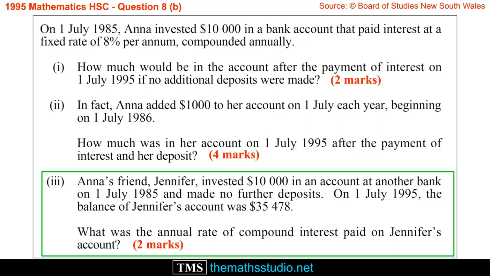Part 3. Anna's friend, Jennifer, invested $10,000 in an account at another bank on 1 July 1985 and made no further deposits. On 1 July 1995, the balance of Jennifer's account was $35,478. What was the annual rate of compound interest paid on Jennifer's account?